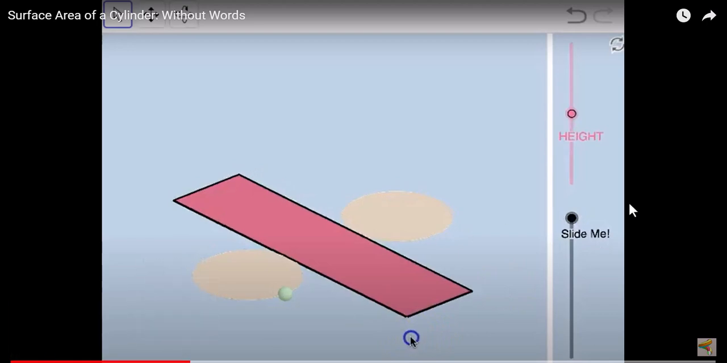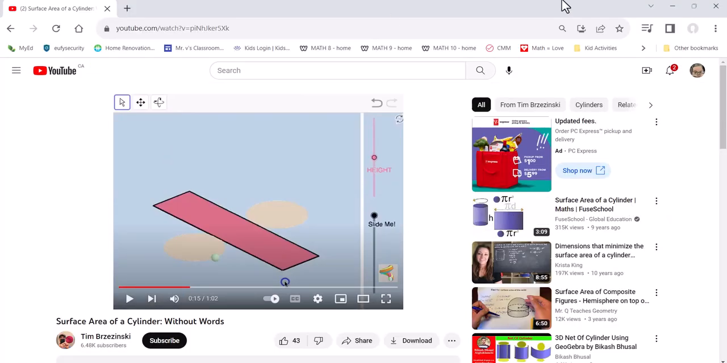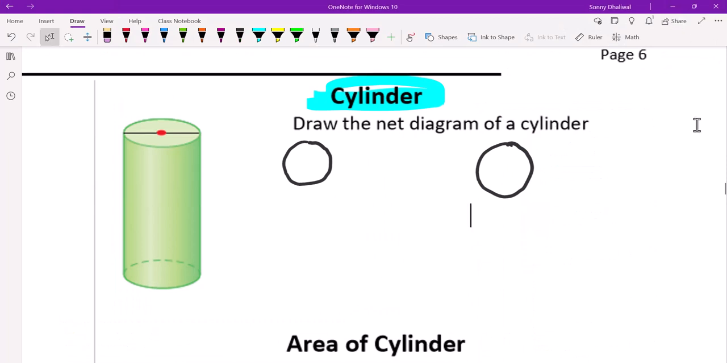Okay, so we're going to have to put all of this together now. So we have the 2 circles, and we have the rectangle in between. We have the distance from the middle to the edge, which is called our radius. And we said one of the sides is the circumference of the circle, the distance all the way around the edge.